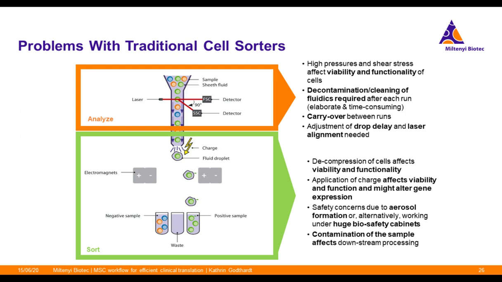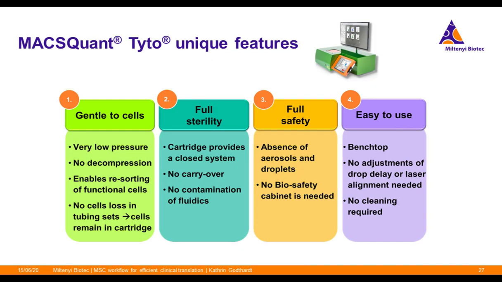and therefore we have now the MACSQuant Tyto, with its unique features. It's really gentle to the cells because it has very low pressure, no decompression, and enables resorting of functional cells, and we have no cell loss in tubing sets because the whole procedure takes place in the cartridge. And all cells are remaining in this cartridge. The MACSQuant Tyto is fully sterile, so the cartridge provides a closed system.